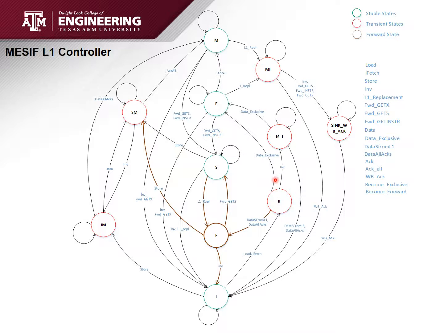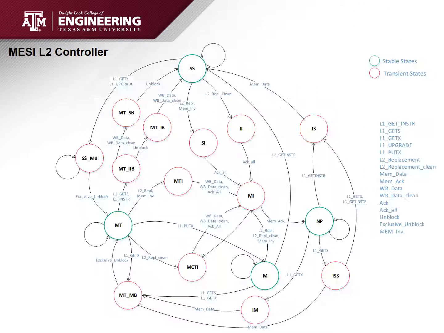And if none of the L1 caches has the data, then we will move to E state, which is the exclusive state. Now let's talk about the MESIF L2 controller state diagram. Similarly here also the green circles denote the stable states and the red circles denote the transient states. So here also we have four stable states, which are SS, NP, M and MT.